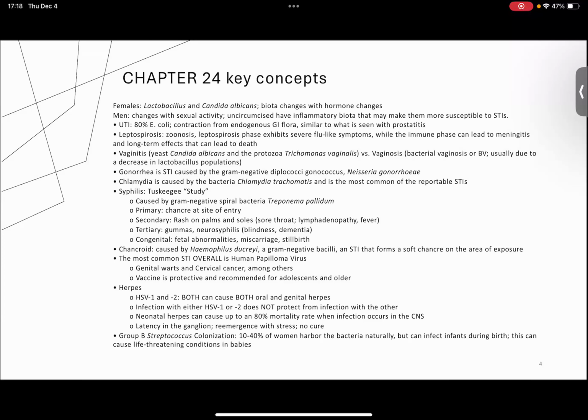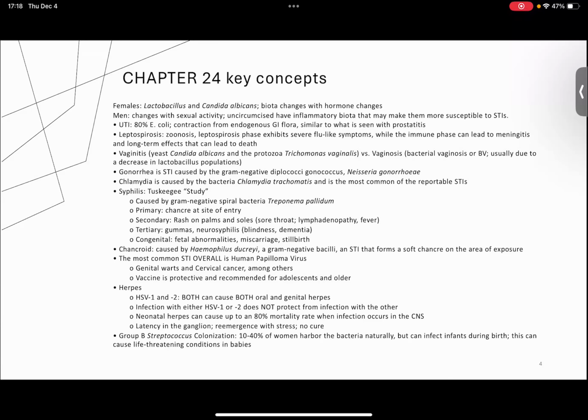Next, we have gonorrhea and chlamydia. We often see chlamydia joining along with gonorrhea. These guys often go hand in hand. Both of them are bacterial infections. Gonorrhea is caused by a gram-negative diplococci called the gonococcus, and its scientific name is Neisseria gonorrhoeae. And chlamydia is caused by the bacterium Chlamydia trachomatis.